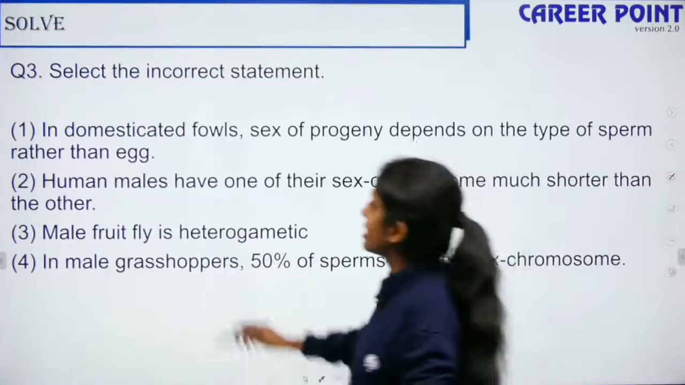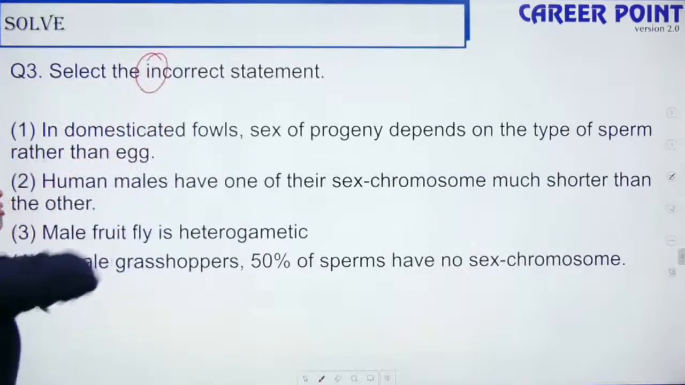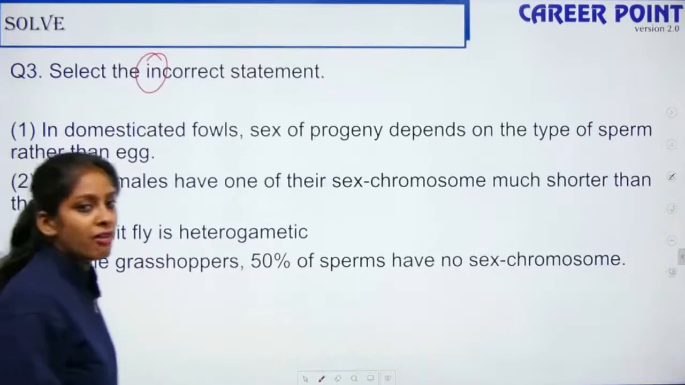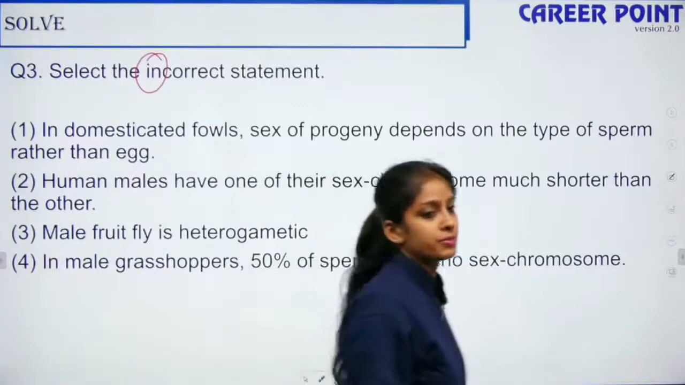So I want the incorrect statement. In domesticated fowls, the sex of the progeny depends on the type of sperm rather than egg. Human males have one of their sex chromosomes much shorter than the other. Male fruit fly is heterogametic. In male grasshoppers, 50% of the sperms have no sex chromosome.